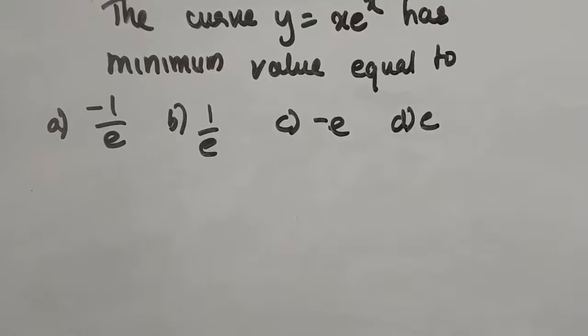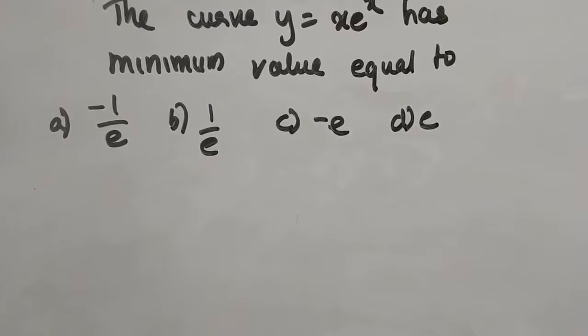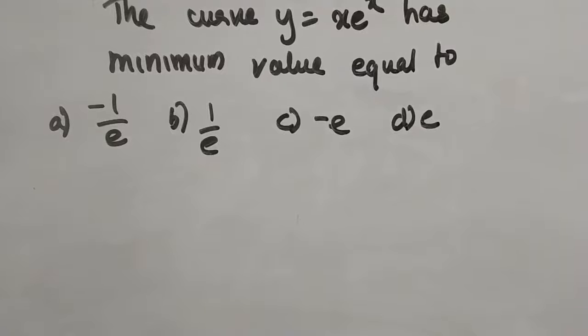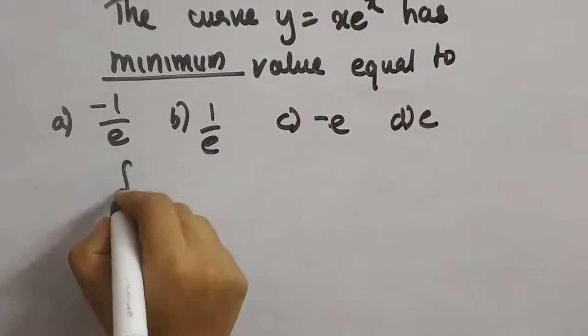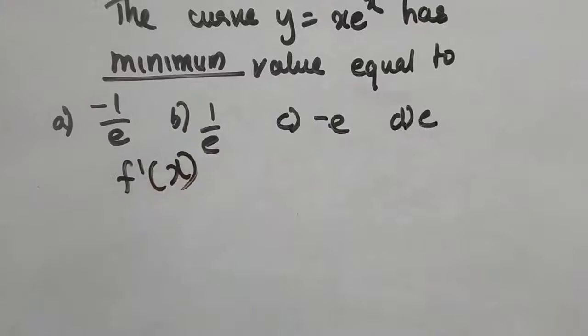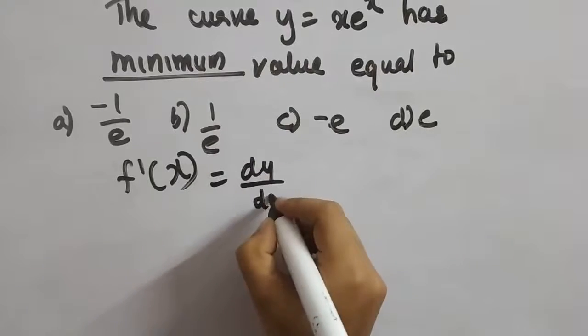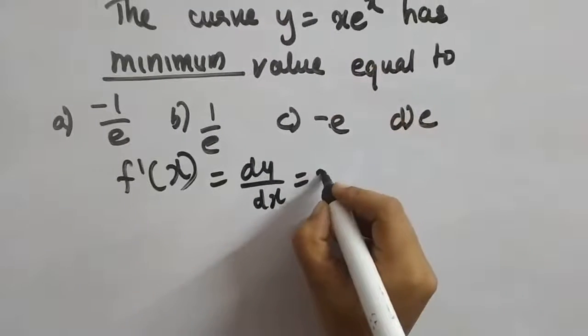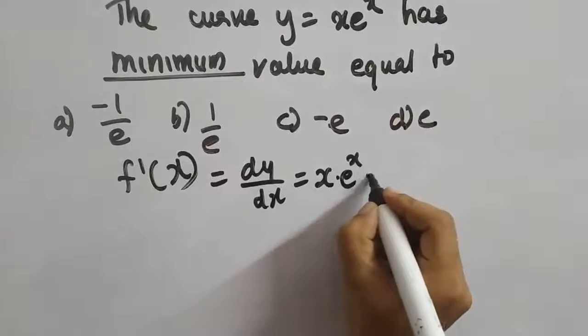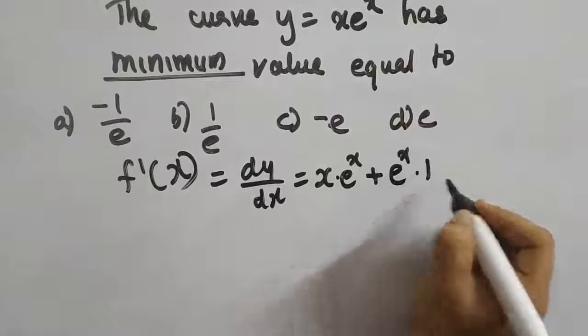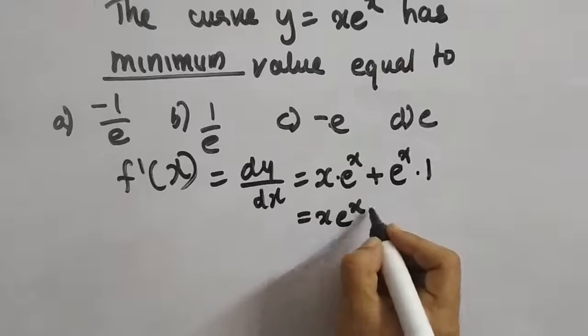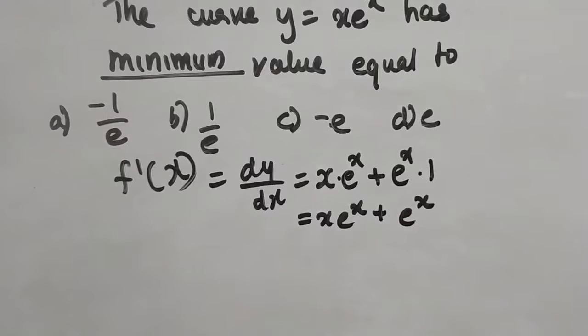The curve y is equal to x e raised to x has minimum value equal to. So what is the first step? Minimum value, isn't it? So the first step is you will do f dash of x, or here it is dy by dx. We will apply the product rule: first function into derivative of the second function plus second function into derivative of the first function. So x e raised to x plus e raised to x. So this is the first step.